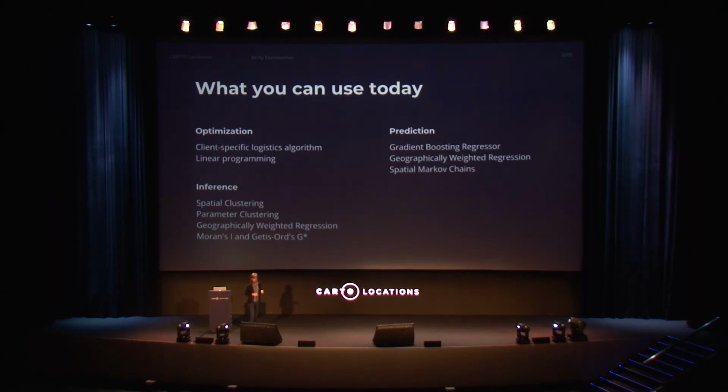What you can use today for those three domains of tool sets for solving the problems: for optimization, linear programming, and the client-specific logistics stuff that I talked about before. I'm happy to share that with you. For inference-based stuff, there's spatial clustering, parameter clustering, geographically weighted regression, Moran's I and Getis-Ord G, and we have a collection of other ones. And for prediction, gradient boosting regressor, which is what was in that previous demo, geographically weighted regression. Once your model is trained and you have new data, you can use that to predict the new values, and spatial Markov chains.